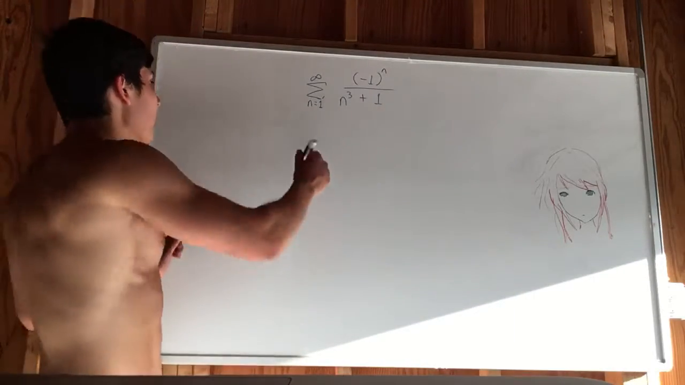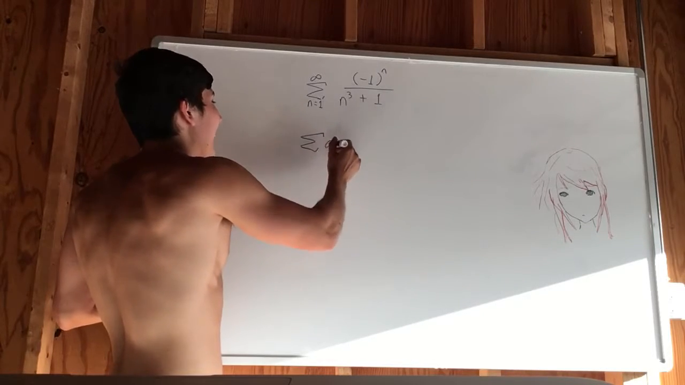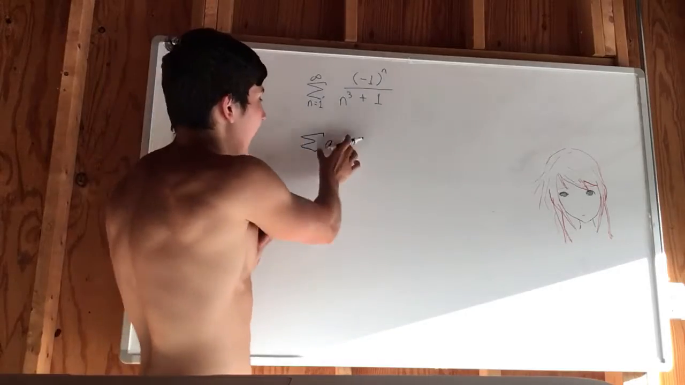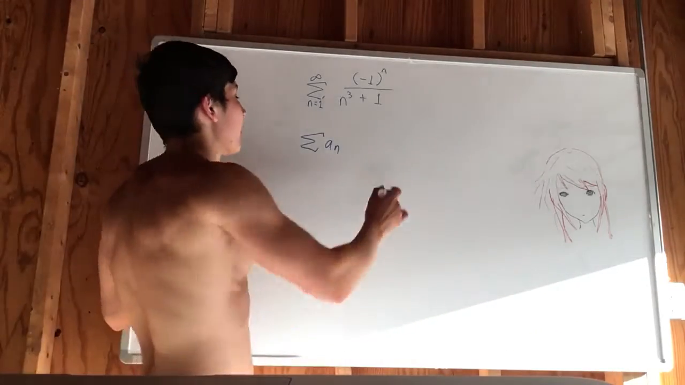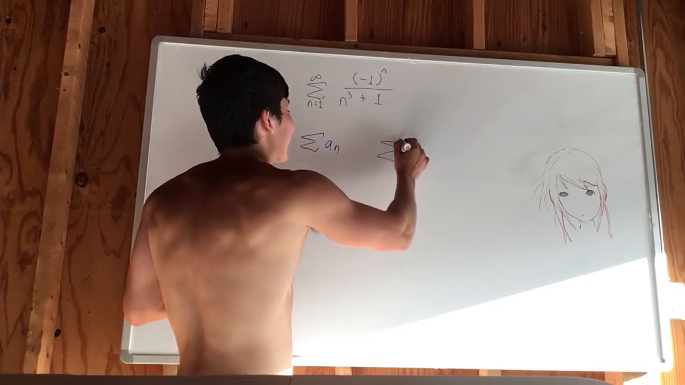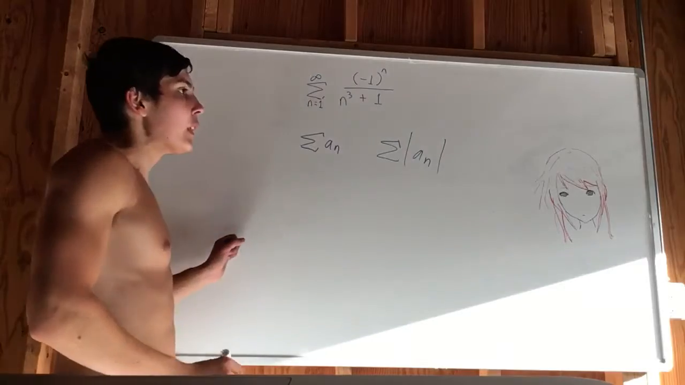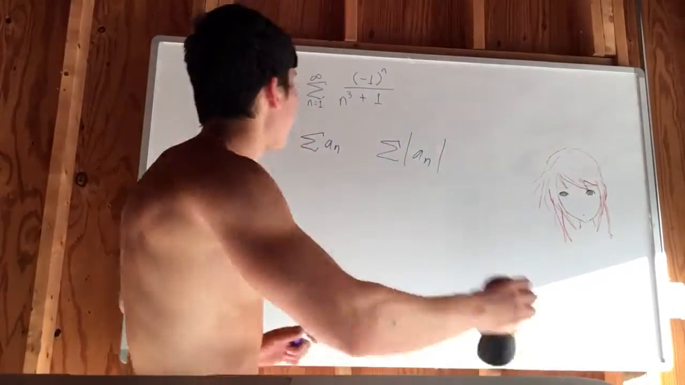Okay, so the series that we have, a sub n, is going to be absolutely convergent if this converges. So let's try to find out if that converges. What is that going to be?